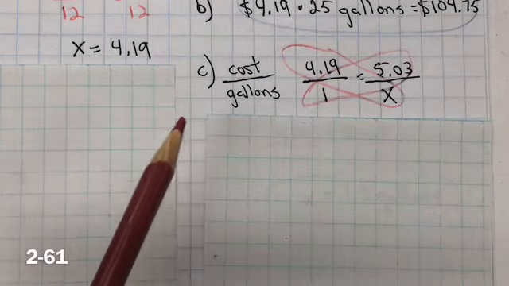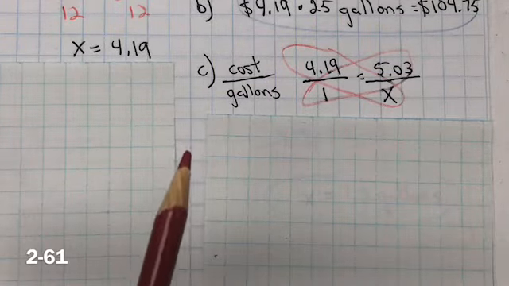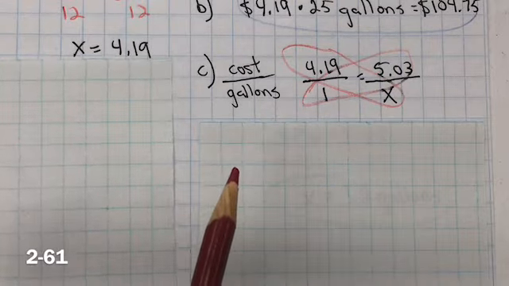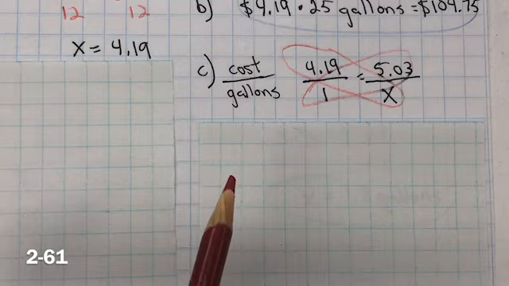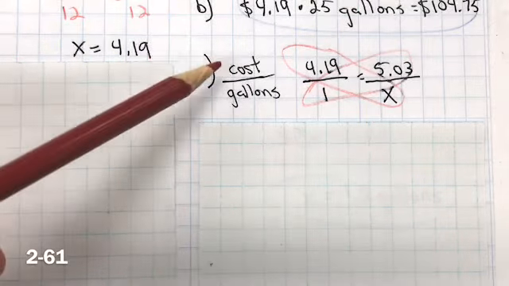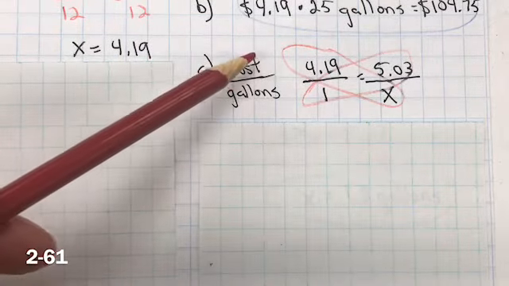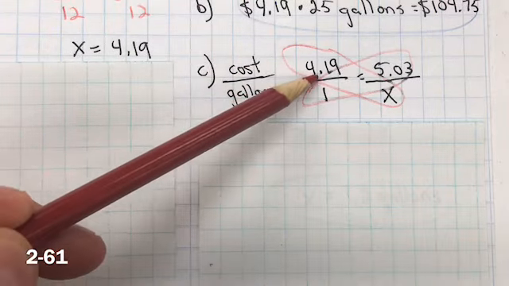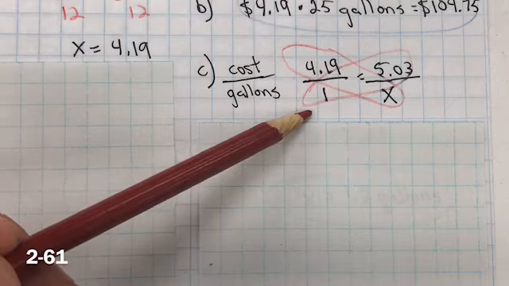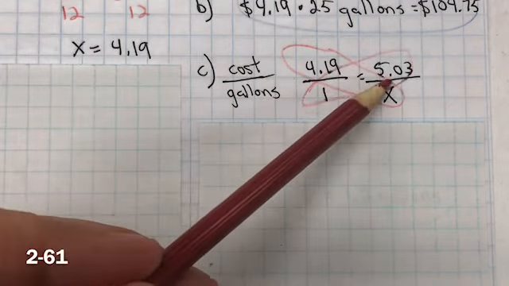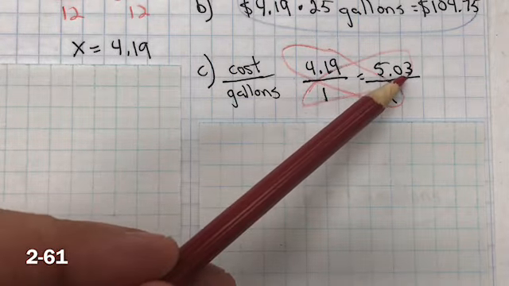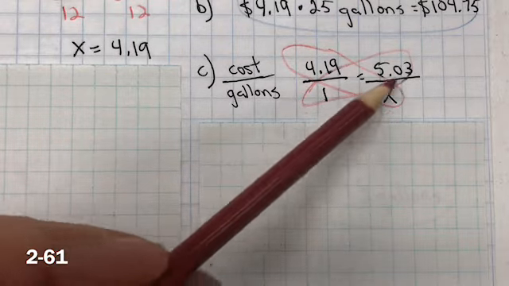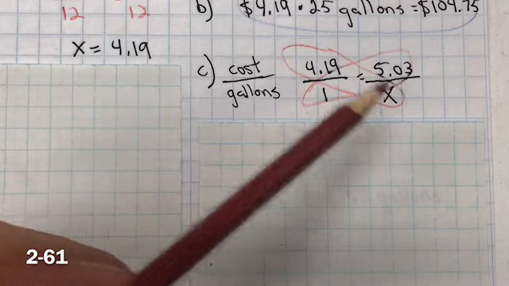For C, when Teddy filled up the tank on his moped, it cost $5.03. How much gas did his moped need? Explain how you know. So again, this is a proportional relationship. We know that it cost $4.19 for 1 gallon. Well, he spent $5.03 on his moped, and we want to know how many gallons he got. We don't know, so we use the variable x.